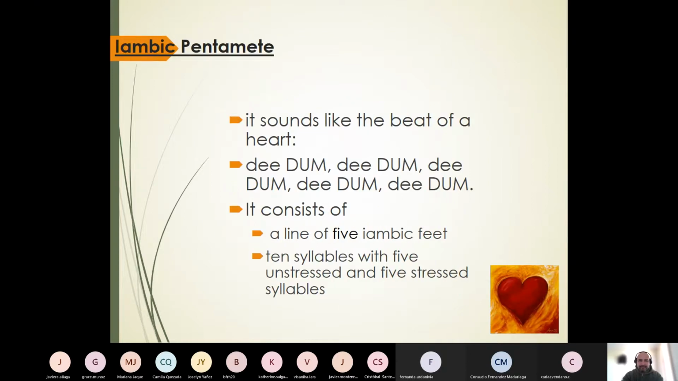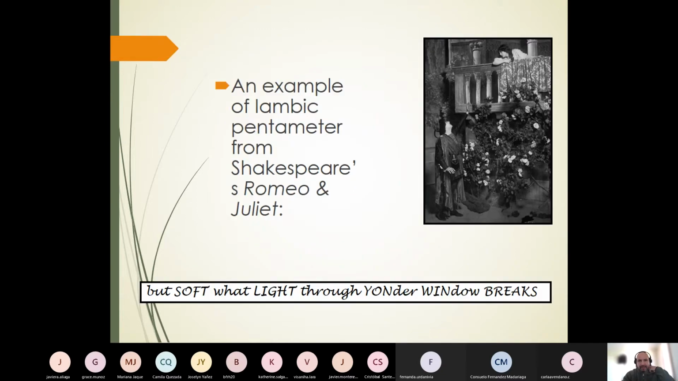Pentameter: 10 syllables with 5 unstressed and 5 stressed syllables. Okay. This is the example that was read here, right? But soft, what light through yonder window breaks, right? From Shakespeare's Romeo and Juliet.